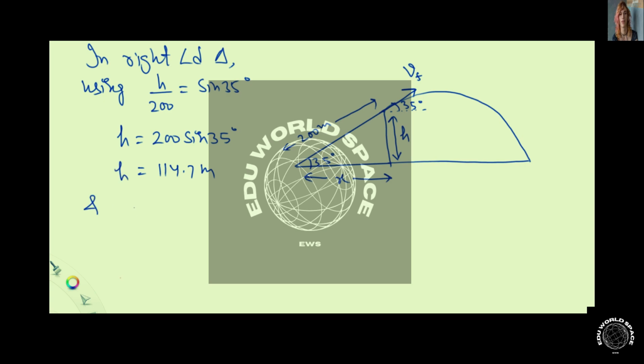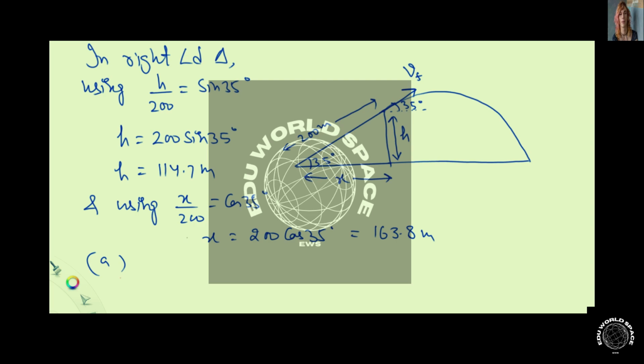Similarly, using base upon hypotenuse, x by 200 is equal to cos 35 degrees. So x will be given by 200 cos 35 degree, and that x is calculated to be equal to 163.8 meter.